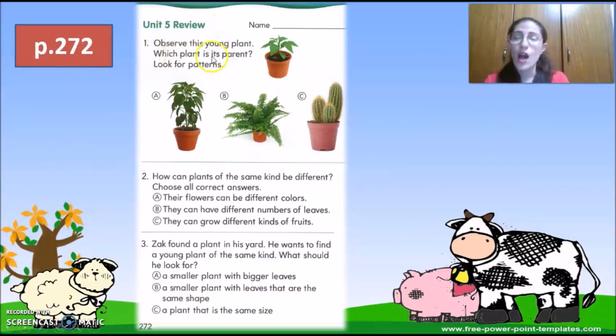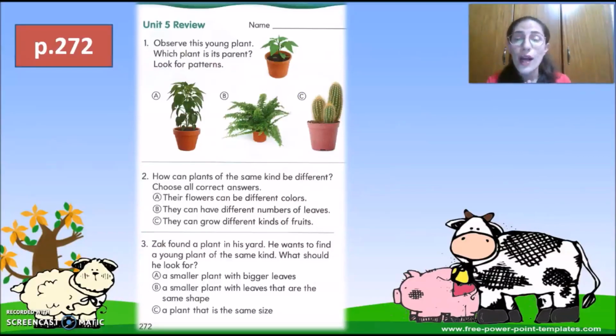Number 1. Observe this young plant. Which plant is its parent? Look for patterns. So, they told us to observe this young plant and to check which one of these 3 plants, plant A, plant B, or plant C, is its parent. And they said that we have to look for patterns. What do we mean by the word patterns? We remember carefully that patterns is something that is repeated.